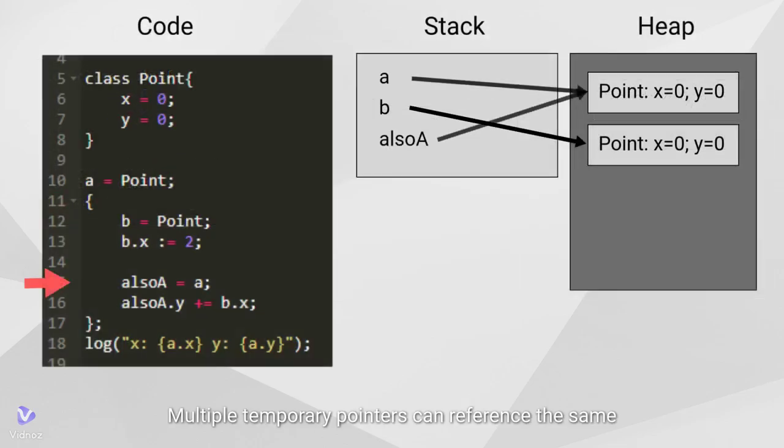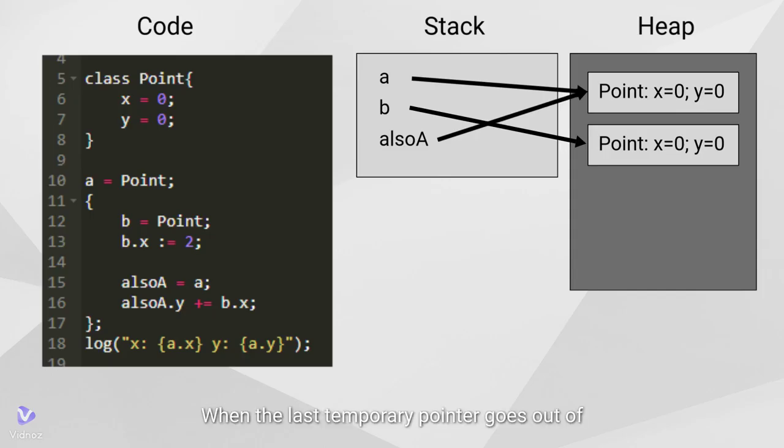Multiple temporary pointers can reference the same object, with no borrowing or ownership restrictions like in Rust. An object lives as long as at least one temporary pointer refers to it. It sounds like reference counting, though often the compiler can easily eliminate all reference counting code, like in this example.